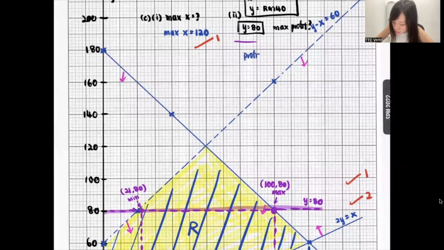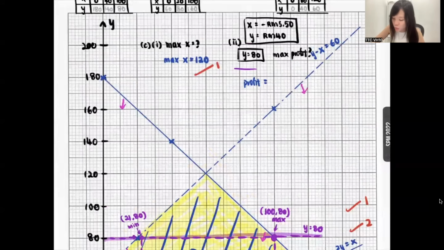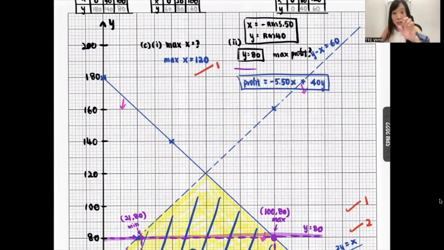The profit equation. Okay, the profit. Isn't it every single X will lose 5 ringgit 50 cents? So the equation will be negative 5.5 times X. It depends on how many X you have, times negative 5.5. Then for the Y, every single one is 40 ringgit. Isn't it 40 times Y? So you plus them together. This is the profit equation. Okay? I show you both.